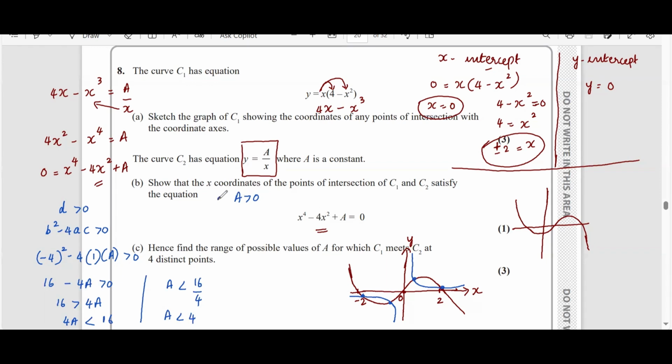Now combining both inequalities: a should be greater than 0, then only we will get 4 points of intersection, since the graph will be in the first and third quadrants. And we solved the discriminant and got a less than 4. So combining these two inequalities, the range of possible values of a is a greater than 0 and a less than 4. So this is the final part of this question.